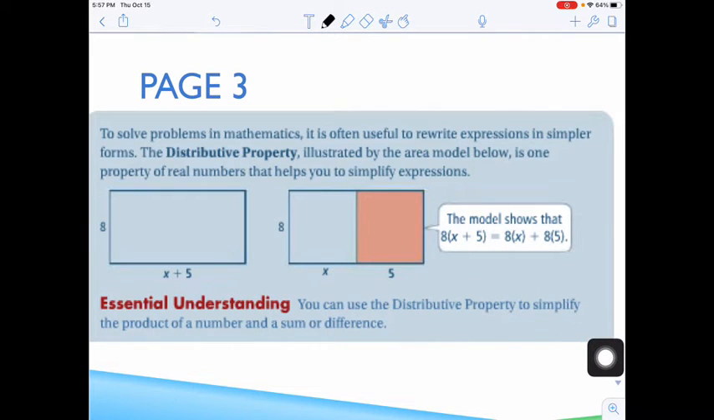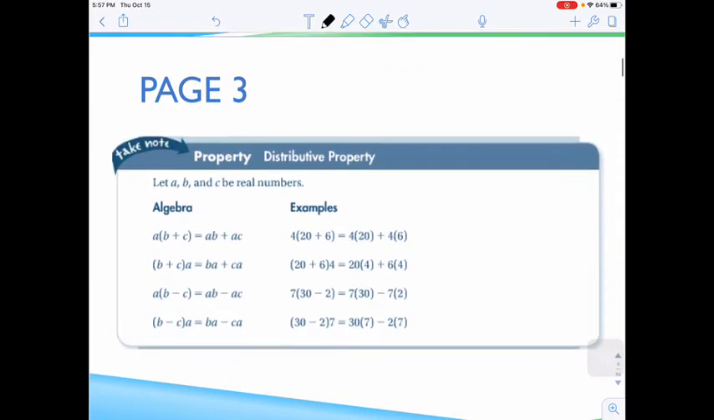You can use the distributive property to simplify the product of a number and a sum or difference. So also on page 3, we have the algebraic rule and some examples. The first two are going to be the same and the last two are going to be the same. It just depends on whether you're multiplying on the left or the right. So here we are going to multiply on the left. Here we're going to multiply on the right. Either way, you are just distributing that a inside.